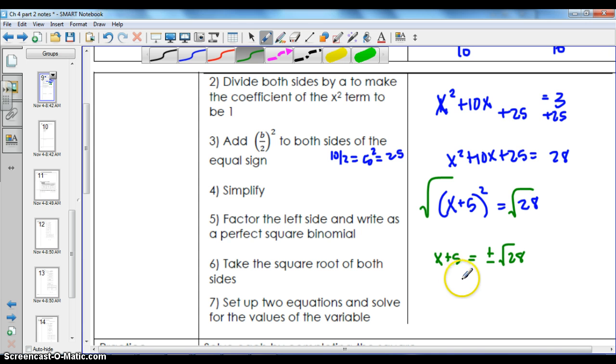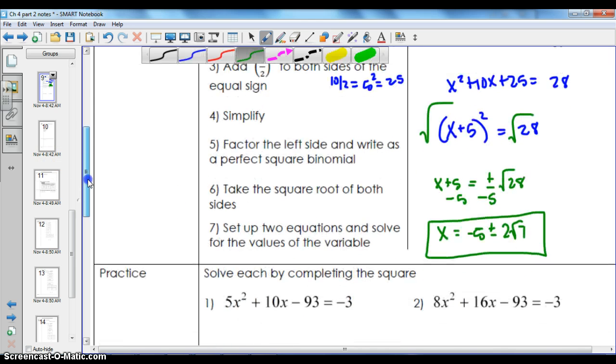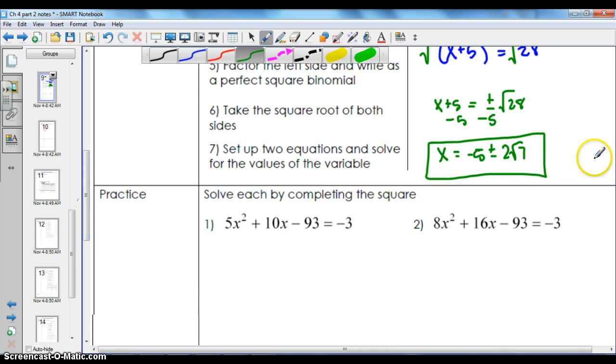And we can go ahead and subtract our 5 and then simplify our square root 28. It can divide by 4, so that would be 2 square root 7. So simplifying that square root 28, and we are done. If you want to set up your two equations and solve them, you can set up both negative 5 plus 2 square root 7 and negative 5 minus 2 square root 7. But you can also keep it as one with the plus minus.